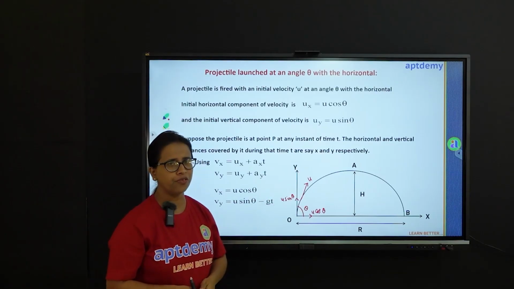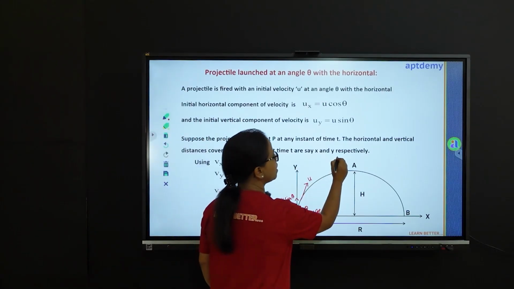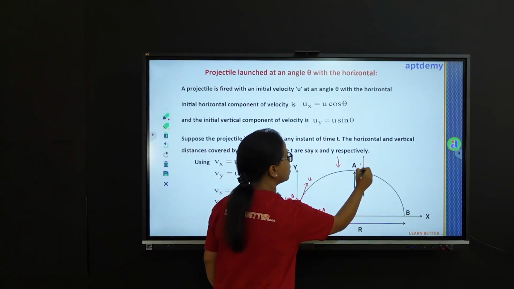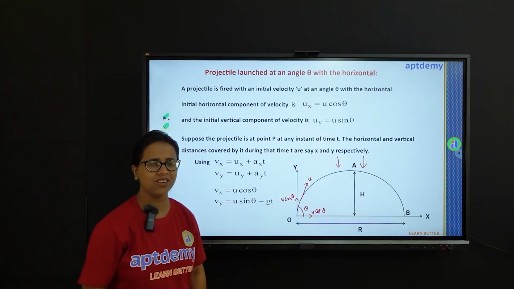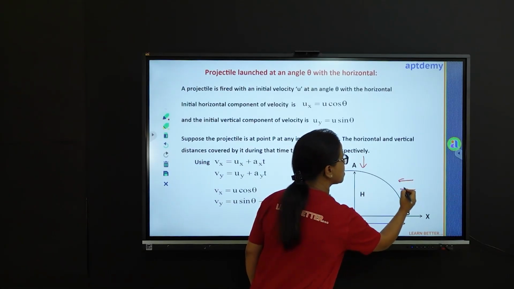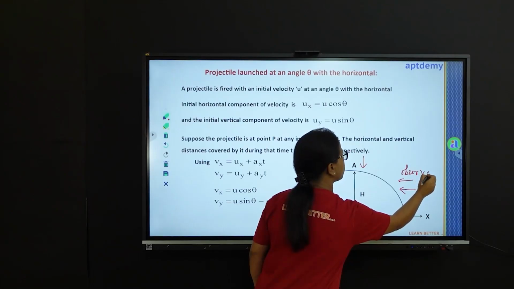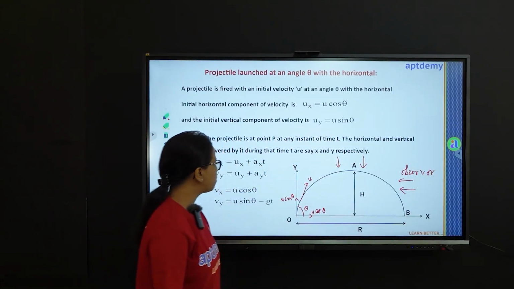Now look at the beauty of physics here. If an observer is observing the whole scenario from somewhere here, he can see the horizontal motion of the projectile, and an observer looking from somewhere here can see the vertical motion of the projectile. Such is the beauty of physics. Okay, let me proceed further.